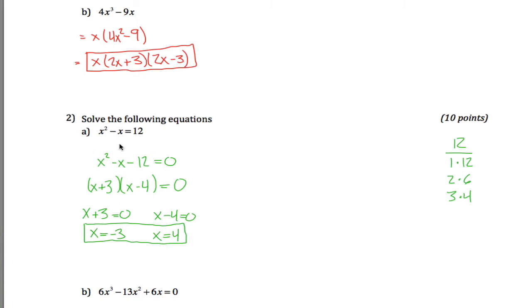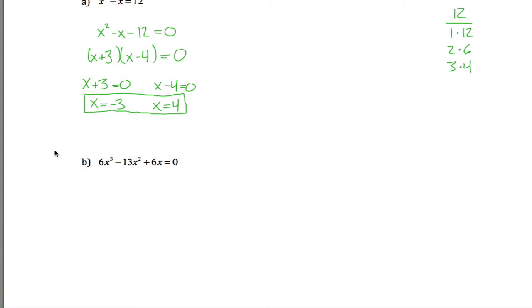Try it, plug them in. What you'll see is when you change all the x's into negative 3's, you get 12 on this side, 12 on this side. With 4, you get 12 on this side, 12 on this side. Alright, and then the final one.